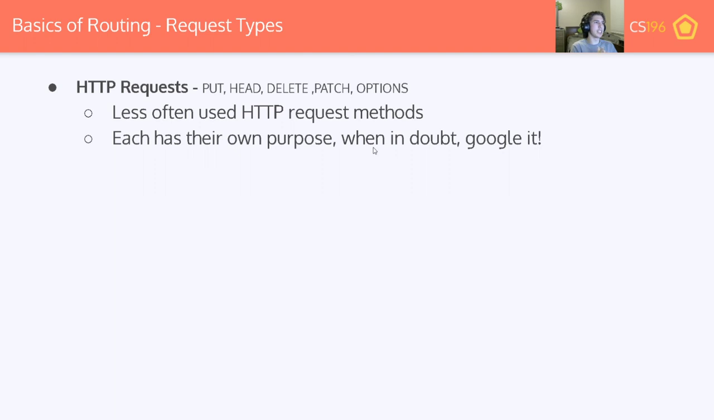There's also PUT, HEAD, DELETE, PATCH, and OPTIONS. We aren't going to talk about these very much because no one uses them very much. There are specific use cases for them. DELETE is for when you're deleting stuff out of a database. The rest I probably can't tell you off the top of my head. I remember PUT is somewhat related to POST, but has some different property. When in doubt, Google it, right?